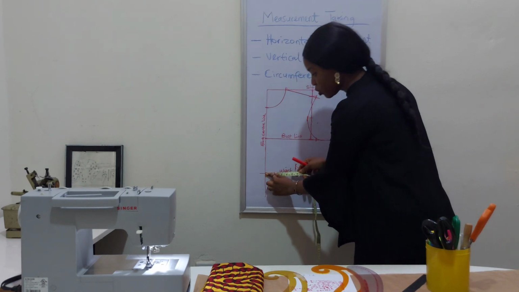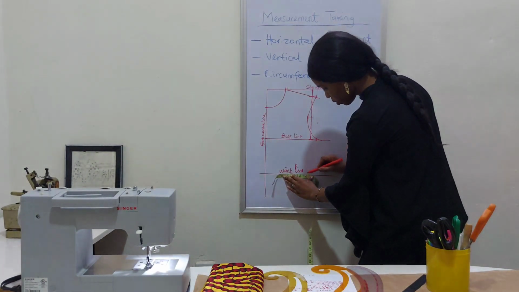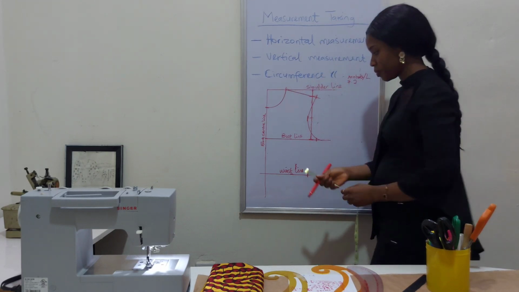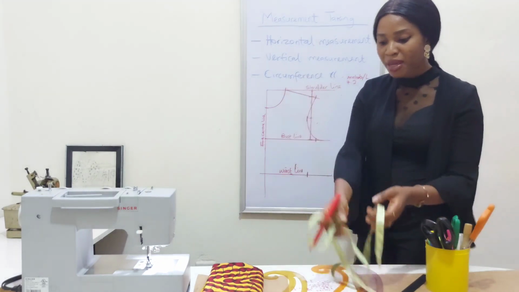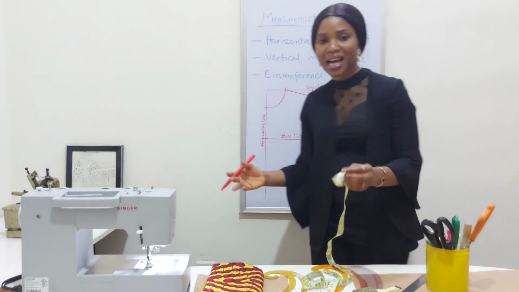And I'm placing my tape just like I did on the bust line. 7 1/4. Now I'm assuming that I'll need some form of darts.